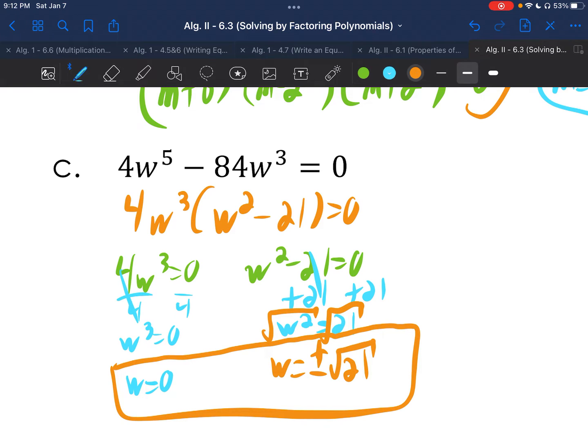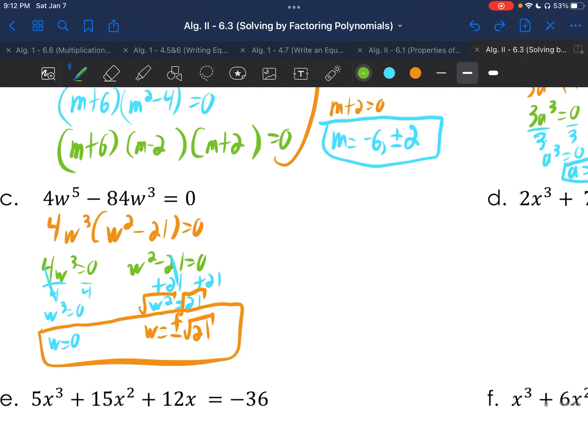And once again, I'll clarify 3 answers, because positive and negative are 2 answers total. And even though there's a highest exponent of 5, there's only 3 numbers because w to the third ended up equaling 0, so 0 is 3 of the answers. Alright, I recommend going and trying D on your own.